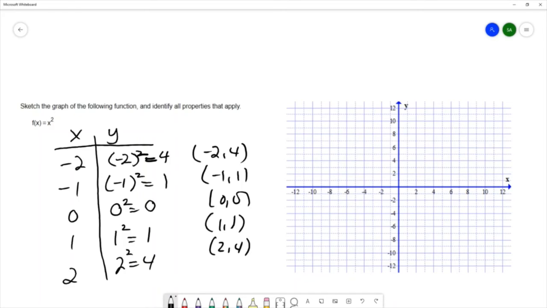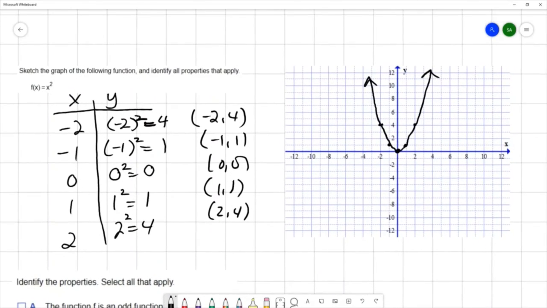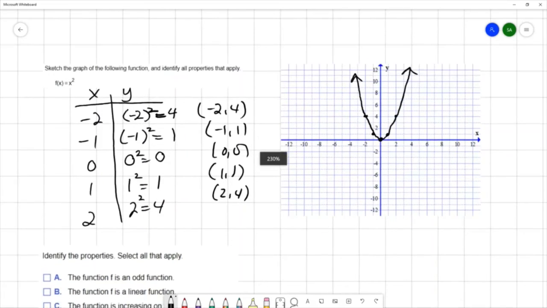I'll plot these points on my graph: 0, 0, 1, 1, 2, 4, negative 1, 1, negative 2, 4. And what I see as a pattern is a U-shaped graph. This graph is called the parabola. And it looks like this. So there's a sketch of the graph. And now I want to go through these properties to see if they apply.